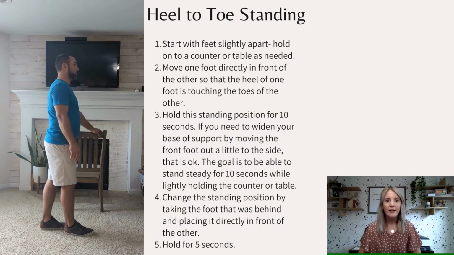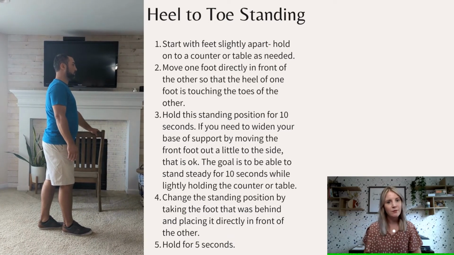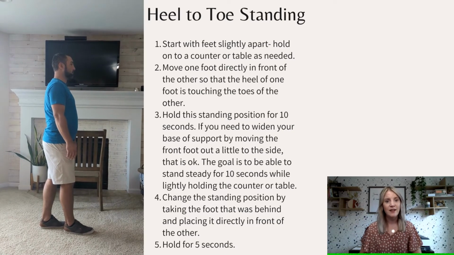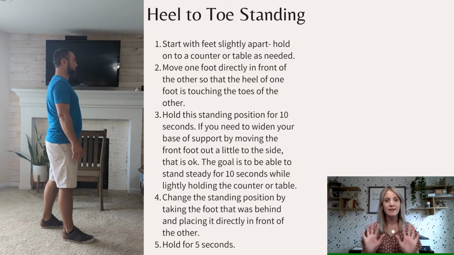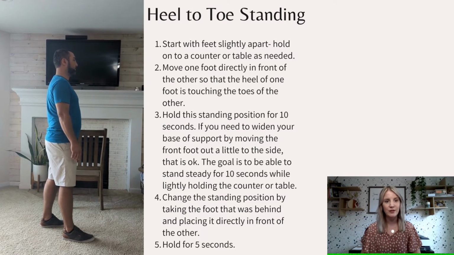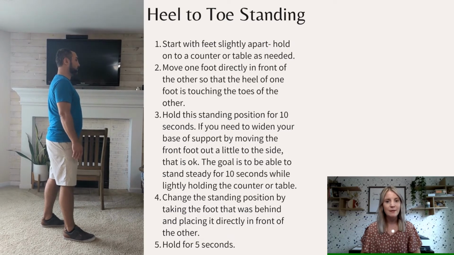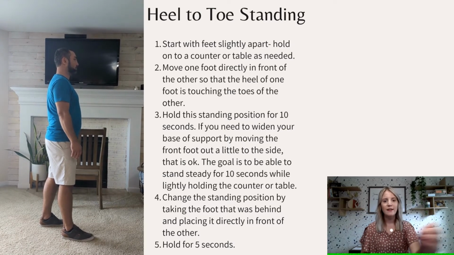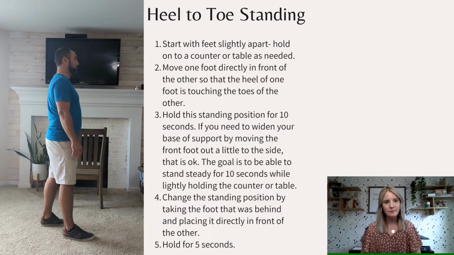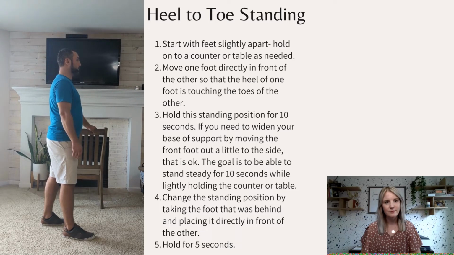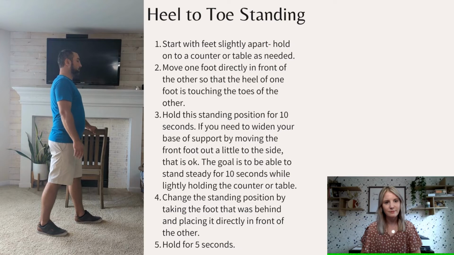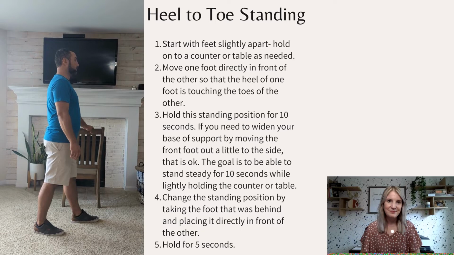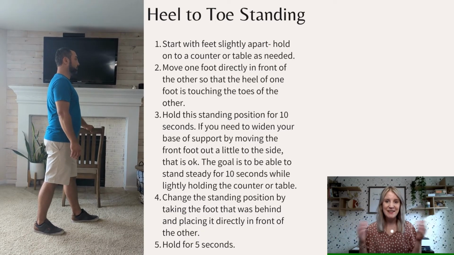And if you need to widen your base of support by moving that front foot out just a little to the side, that's okay. The goal of this exercise is to be able to stand steady for 10 seconds while lightly holding the counter or table. Change that standing position next by taking that back foot and placing it directly in front of the other. You'll hold this position now for 5 seconds. And there's your heel to toe standing.